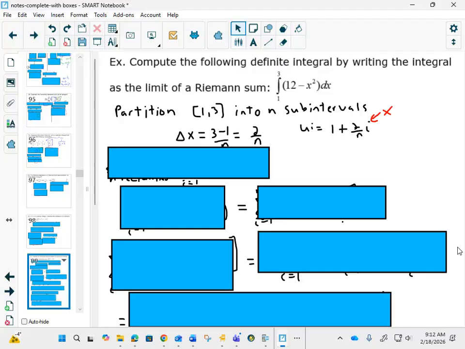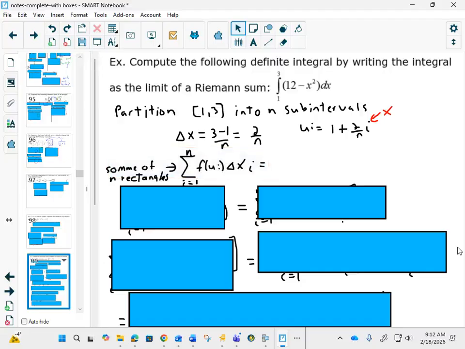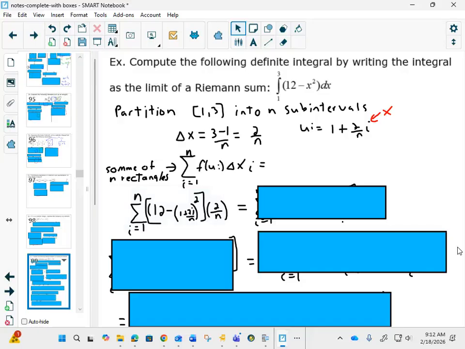And so we take this and say we have to add up all of our rectangles. All of our rectangles are all of the heights times all of the widths. And this part right here, that's going to go in where your x is. So we get 12 minus 1 plus 2i over n squared times change of x.